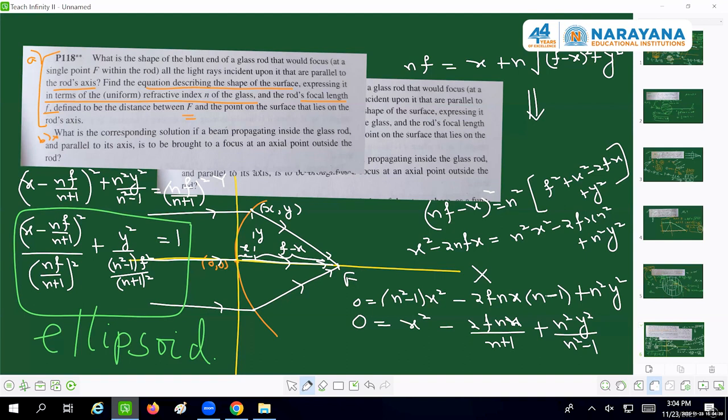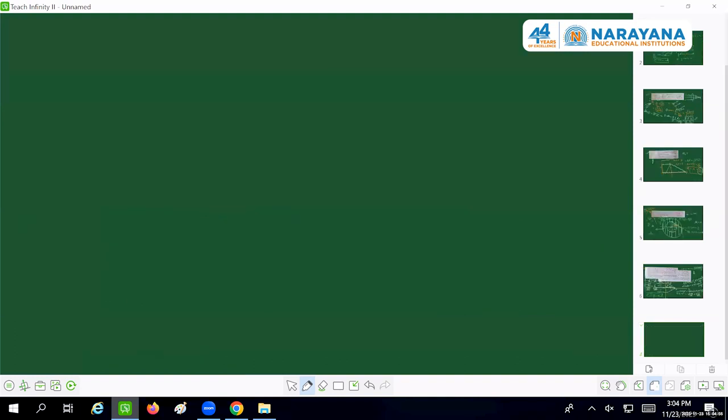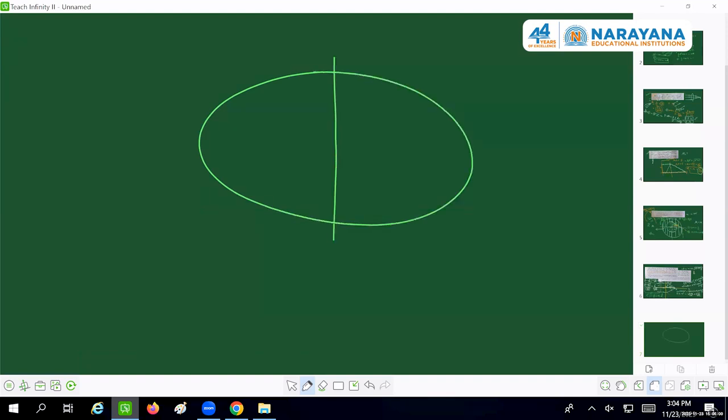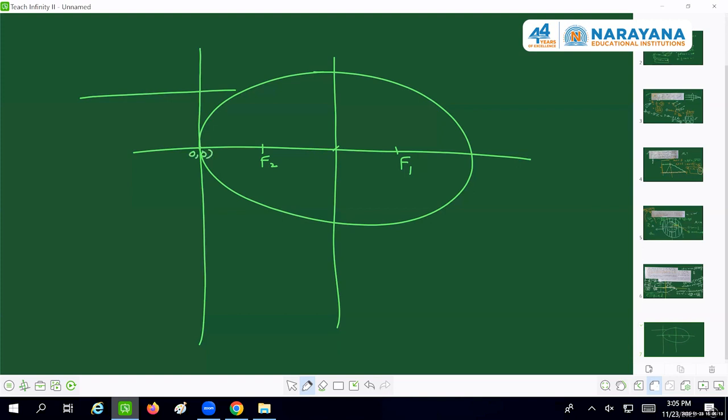So if you just look into the shape of this curve, this is the right-hand side ellipse. Just draw everything here and you will perceive this. The curve is somewhat like this. This is the blunt face, and then I've got a center, then I've got these two foci, F1, F2, and basically I'm getting my beam like this, and here somewhere is my origin, and my x-axis and y-axis.